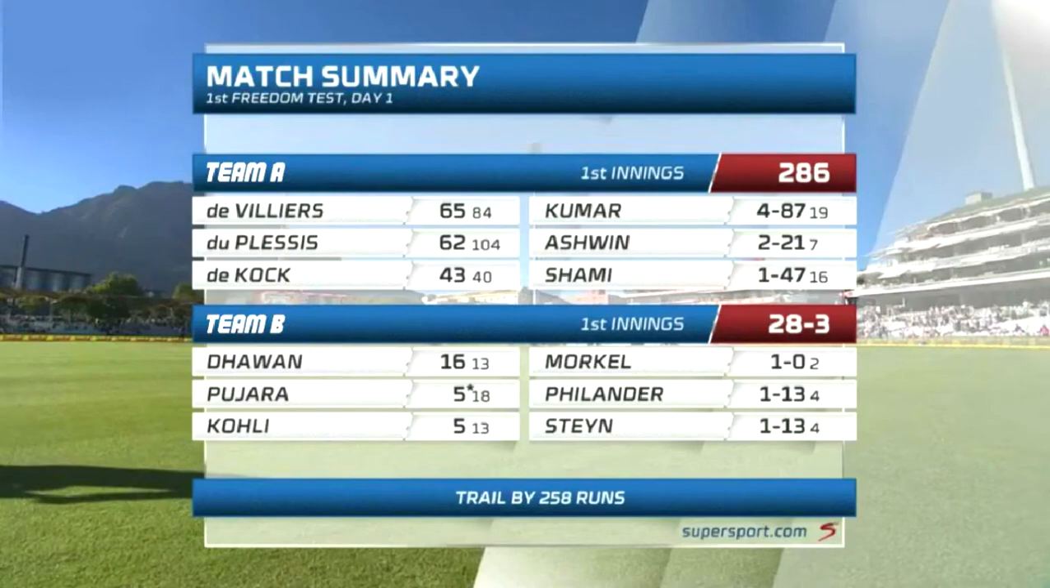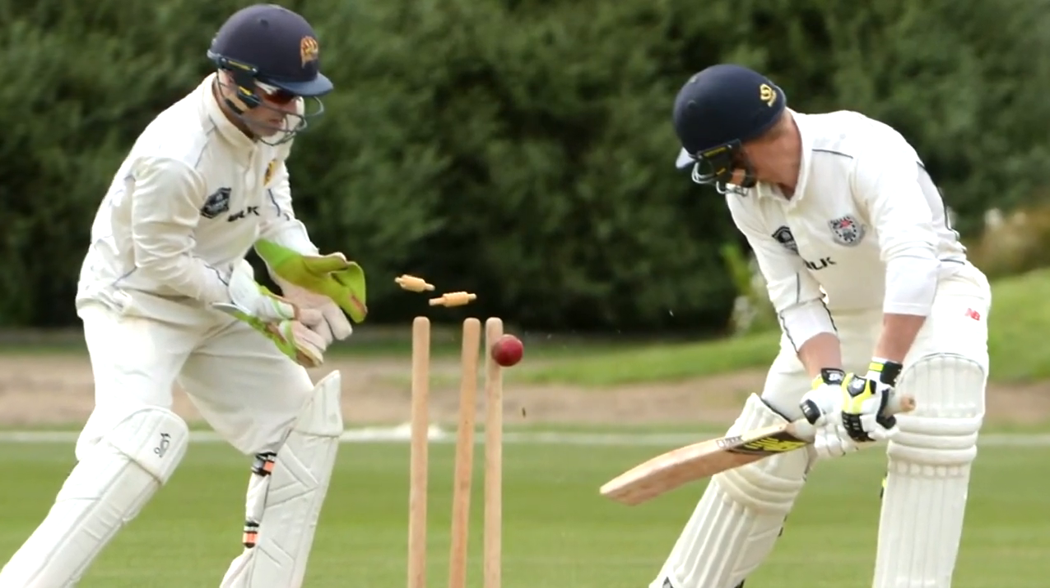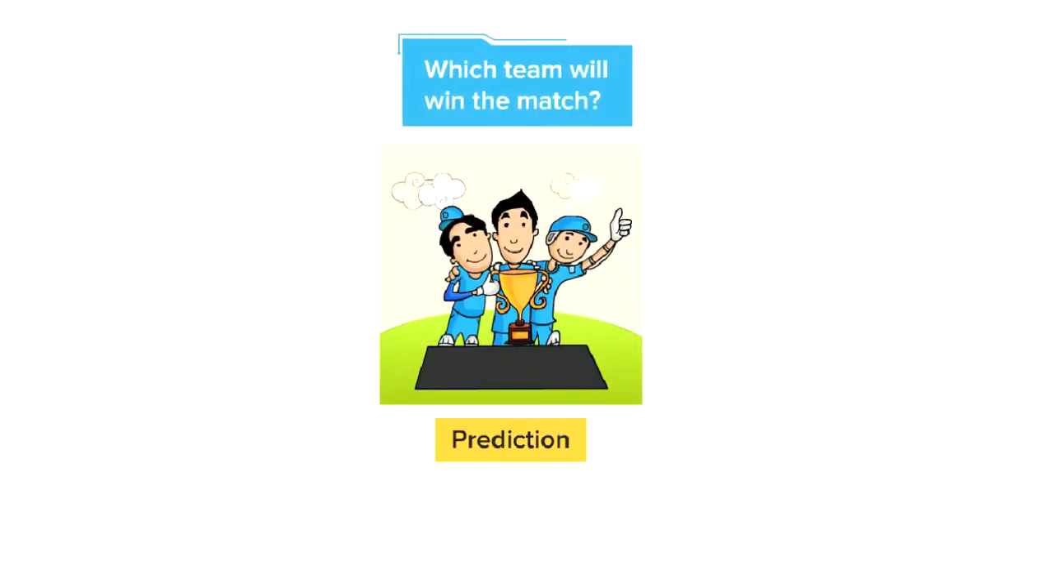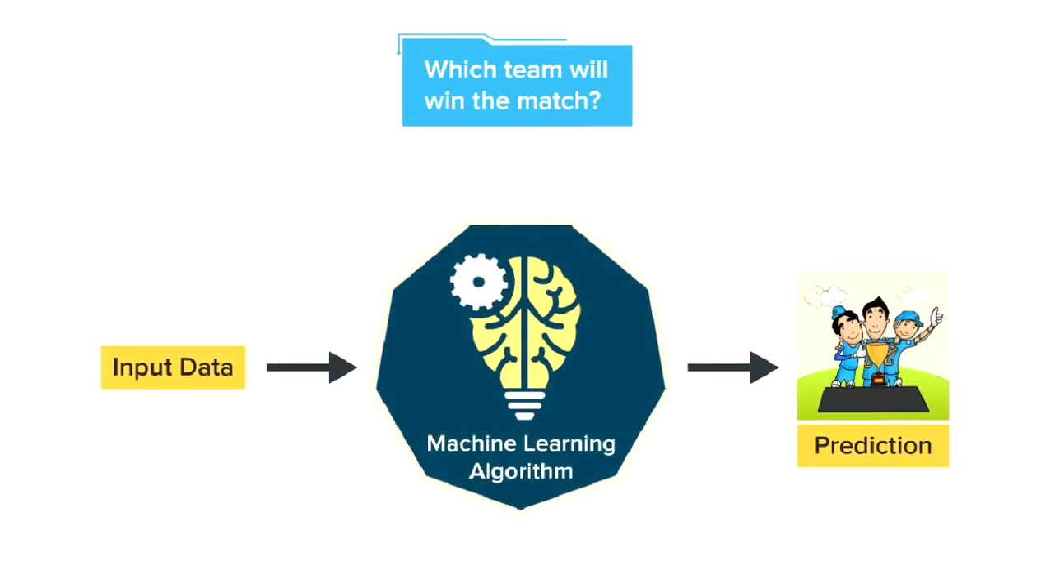Based on the previous match performance of your opponents, you analyze and decide on which bowler to use for the selected batsman or which ball to bowl at the batsman, which will give you reward in the form of a wicket. But when you predict which team is going to win the cricket match based on historical data, at that time you would use a machine learning algorithm for predicting the winner.